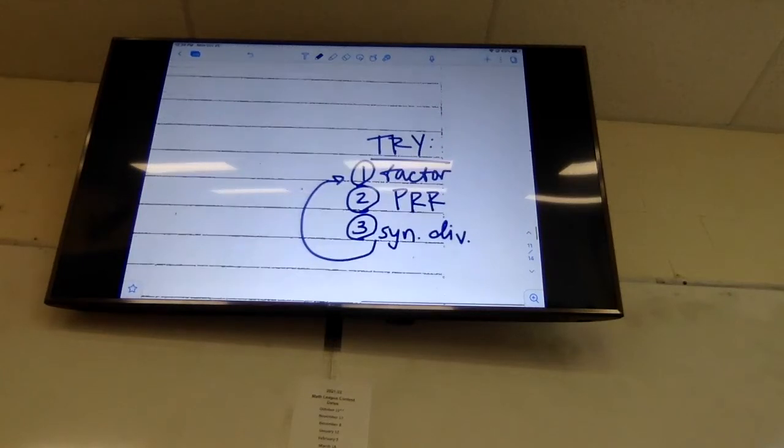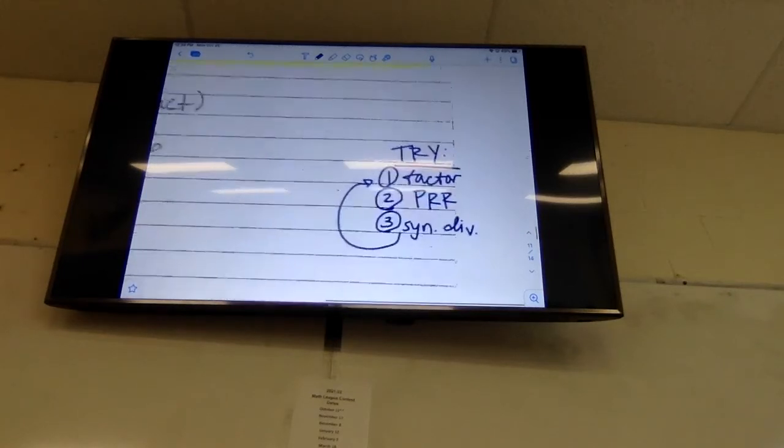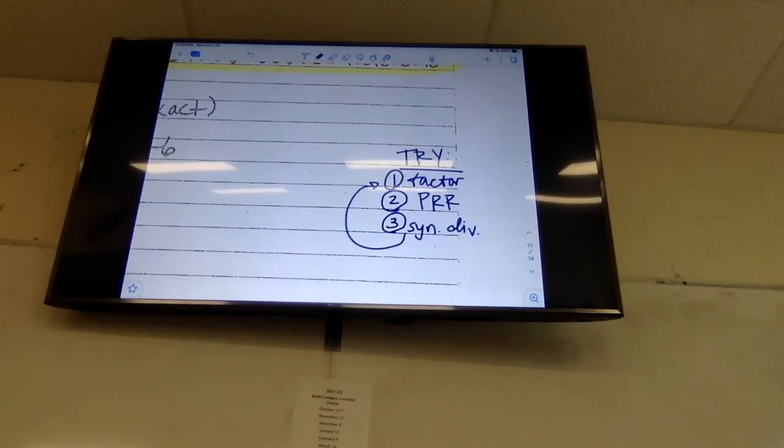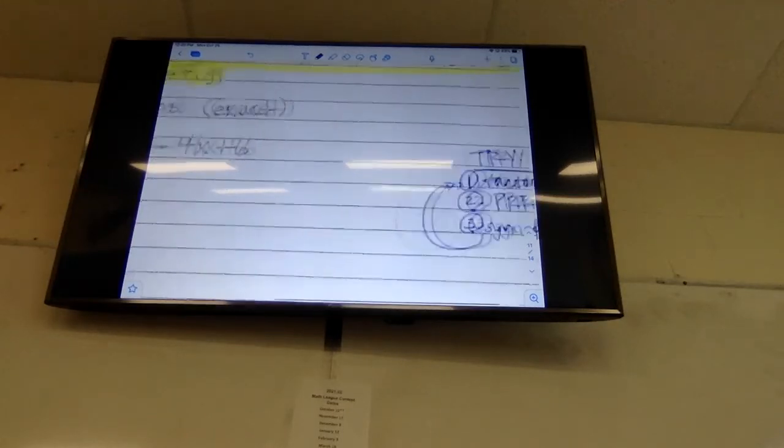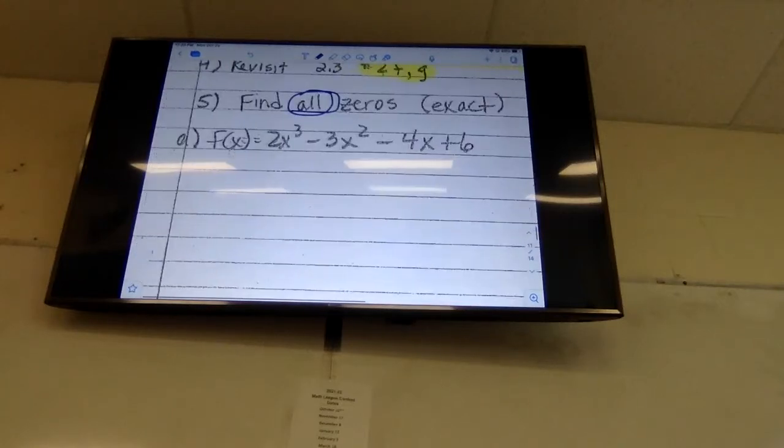Okay? The first one is going to be a nice, easy factor one. So it says find all the zeros, and it doesn't tell us anything else. And the first thing we always try to do is ask, can we factor? So I'm going to go over to letter A. I believe we can factor this. How do we want to factor this out? Grouping, good.